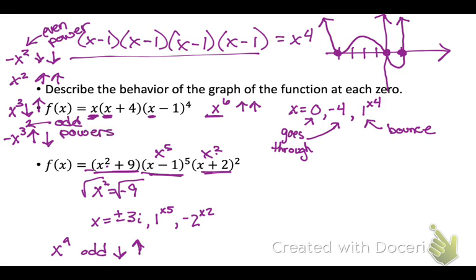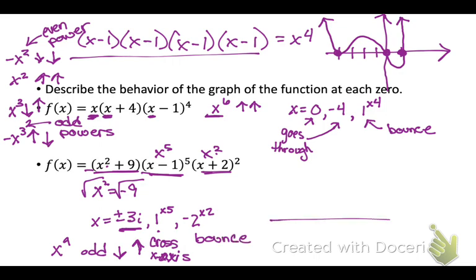Okay, so it says what happens. What's going to happen at the 3i, is that a real 0? No. What's going to happen here? It's going to cross. And what's going to happen here? It bounces.